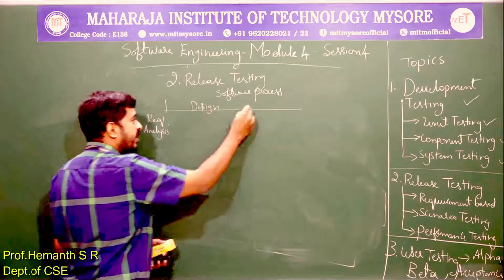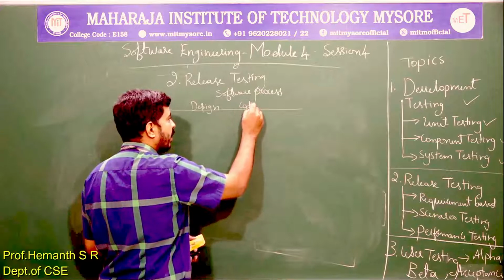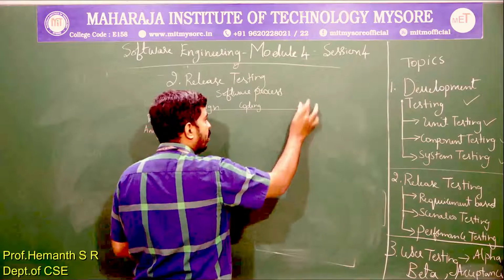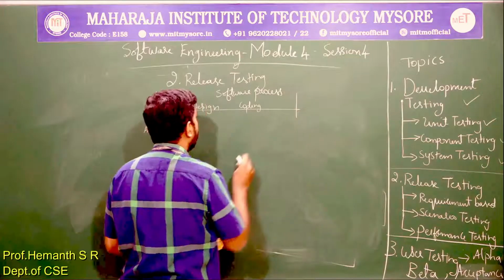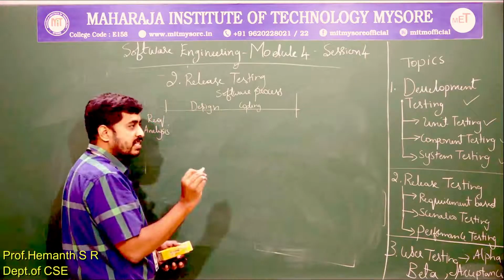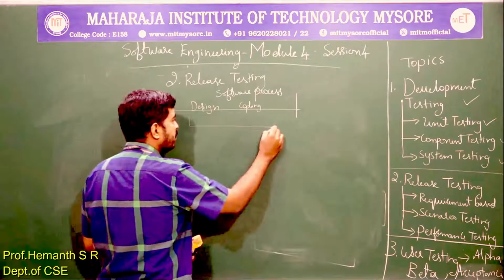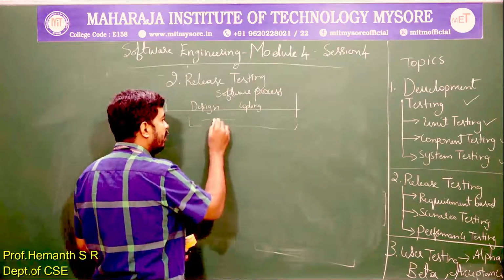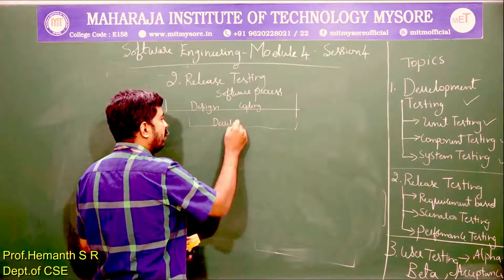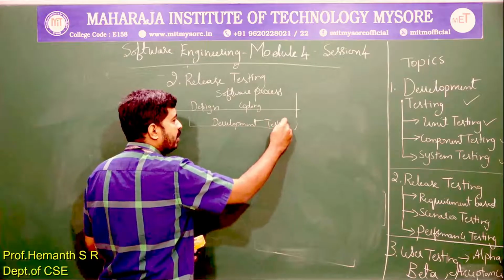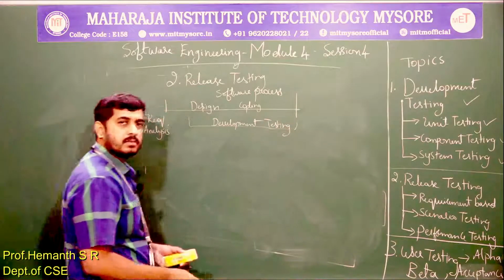Once done with the design, we enter into implementation, or I will call it coding. Once done with it, the product is almost ready. Just now we had a discussion where we understood that during design and development, development testing is done at various levels, like unit, component and system.